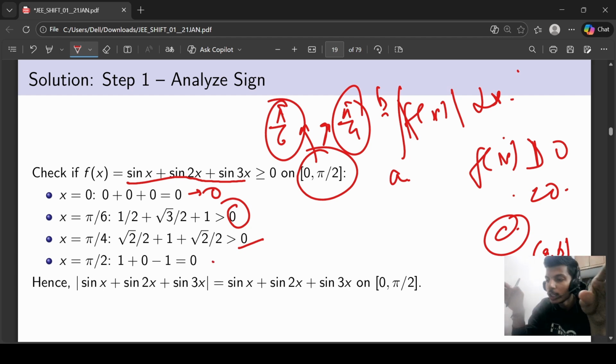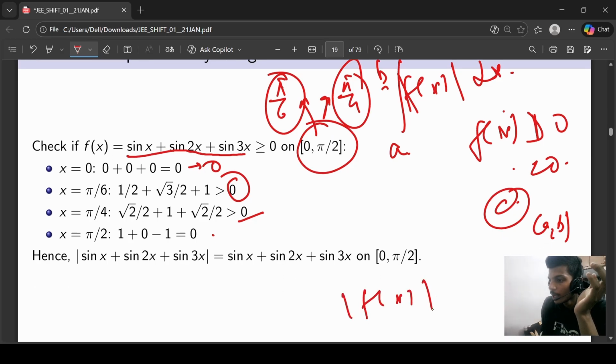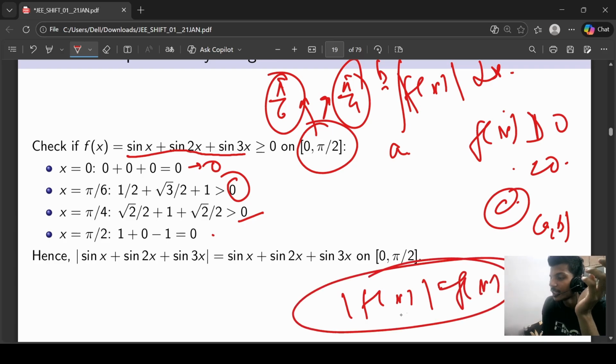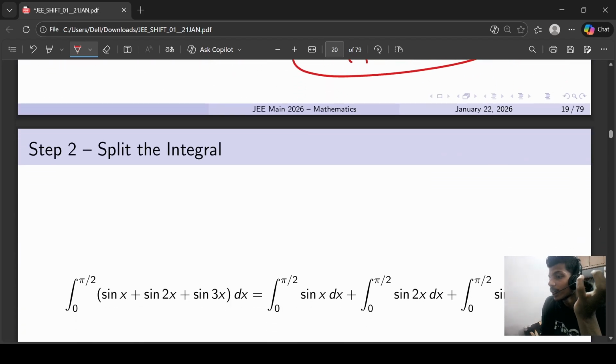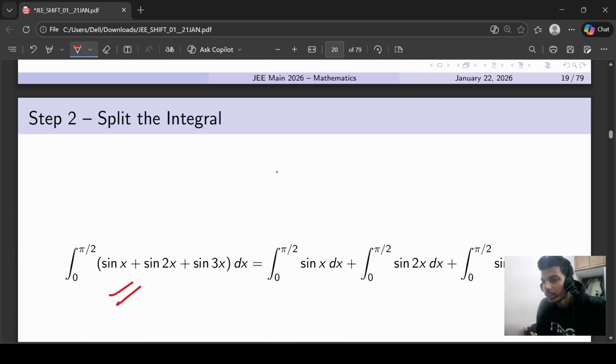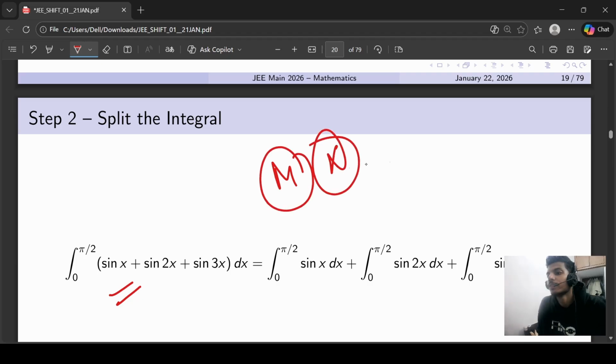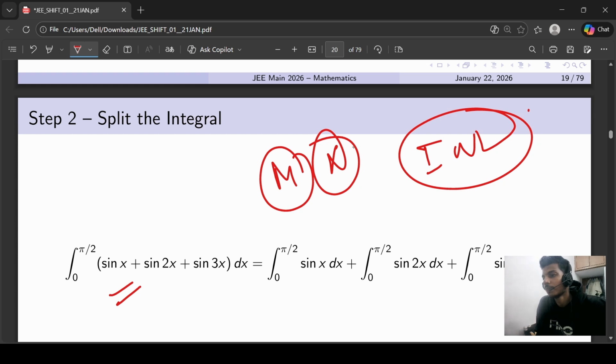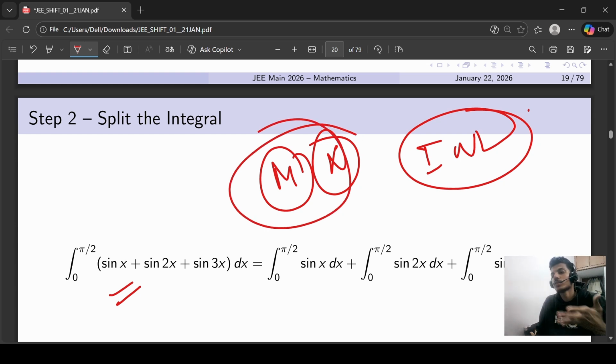So for any value of x in the interval 0 to pi by 2, our function f of x is not going less than 0. So what we can do, we can simply write mod of f of x as f of x. Yeah, we can simply write it if f of x is greater than 0 for all the values of x within the interval, right? So what we are going to do is simply integrate this. So modulus का गेम हमने खत्म कर दिया. Okay, अब simply क्या करना है, integration with limit. This is the next thing we have to look at. Modulus का तो केस हमने खत्म कर दिया. We can see that f of x is always greater than 0 for this interval, so we don't have to look for modulus in each case.